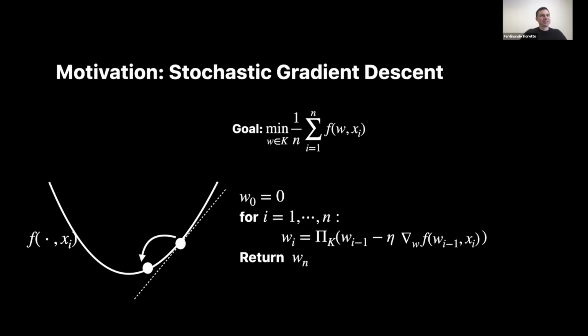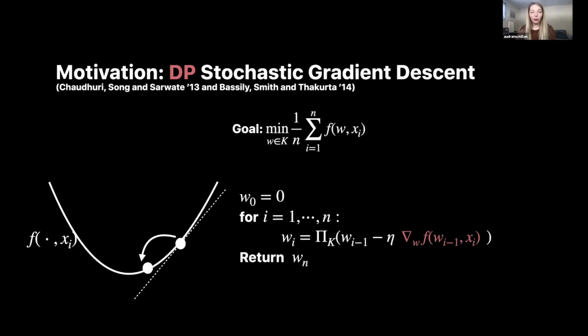We iterate over our entire data set, and then at the end, we output the last iterate, w_n. Of course, this thing isn't differentially private. We're not doing any randomness. But notice that the data set only appears in these gradient terms here. This is the only place it appears. And so I want to create a differentially private version of stochastic gradient descent.